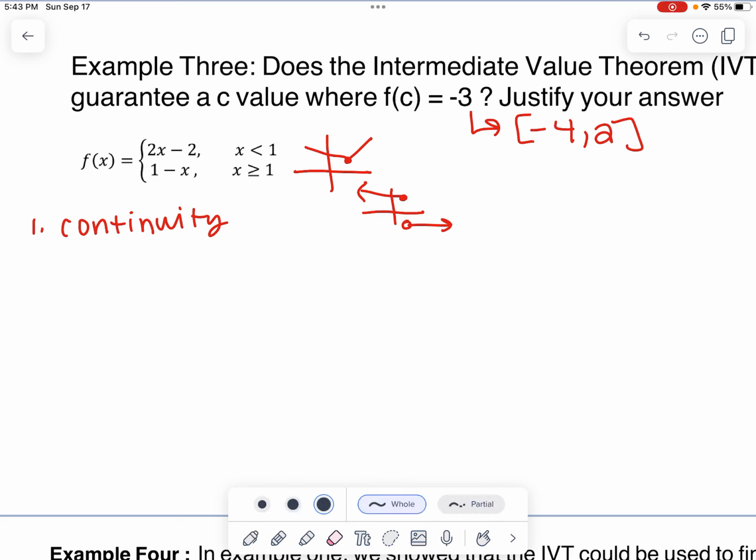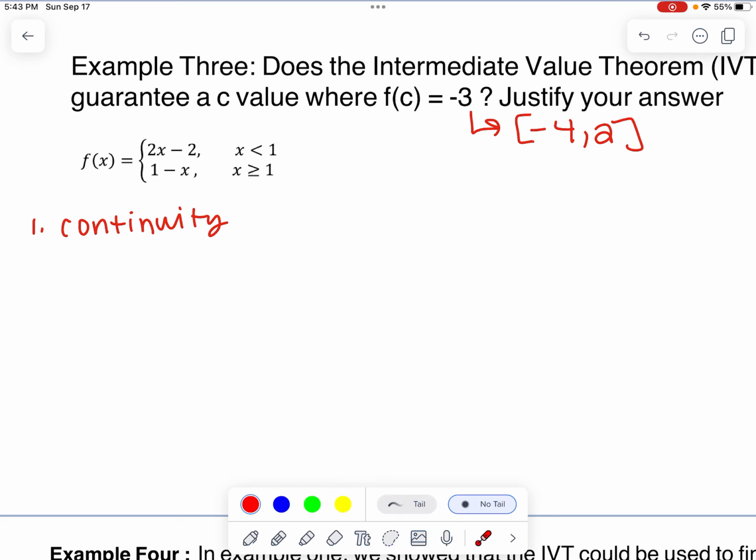And so to prove continuity, the only place I'm concerned about is at 1. And because 1 is between our interval, -4 and 2, I got to make sure it works. If 1 wasn't in our interval, we could keep going. But I'm going to test out the continuity. And so because of that, I have to go through my 3 continuity justification steps. The first one, remember, is does the point exist at 1?